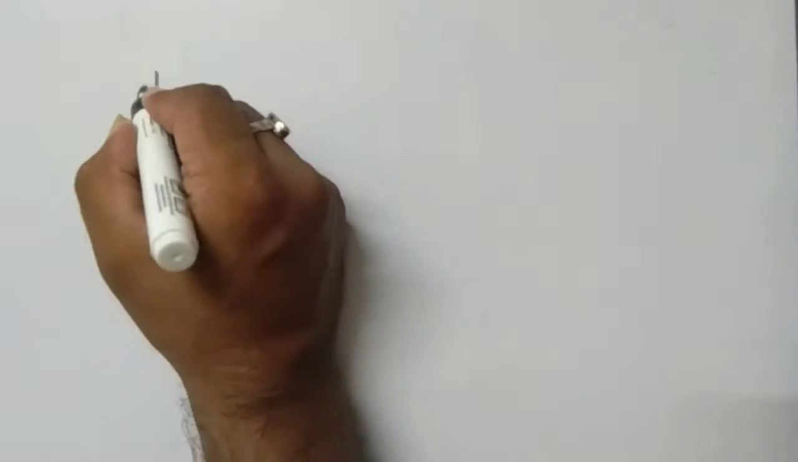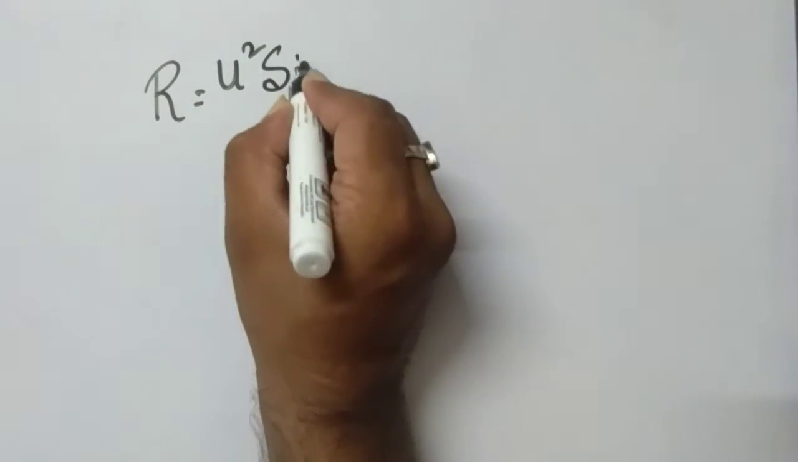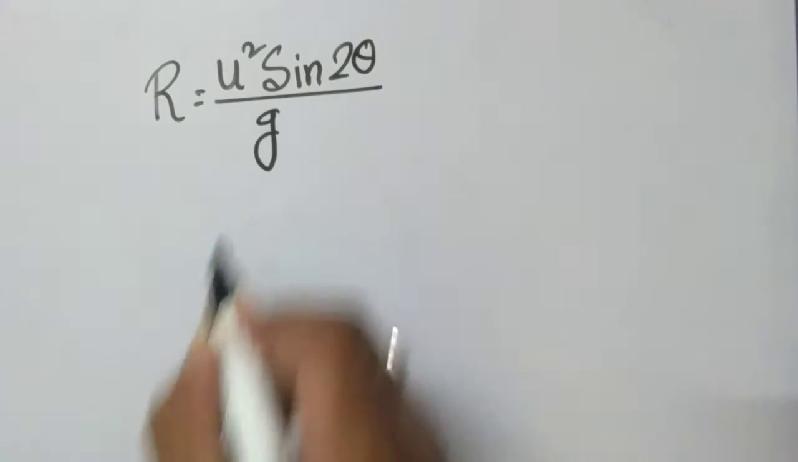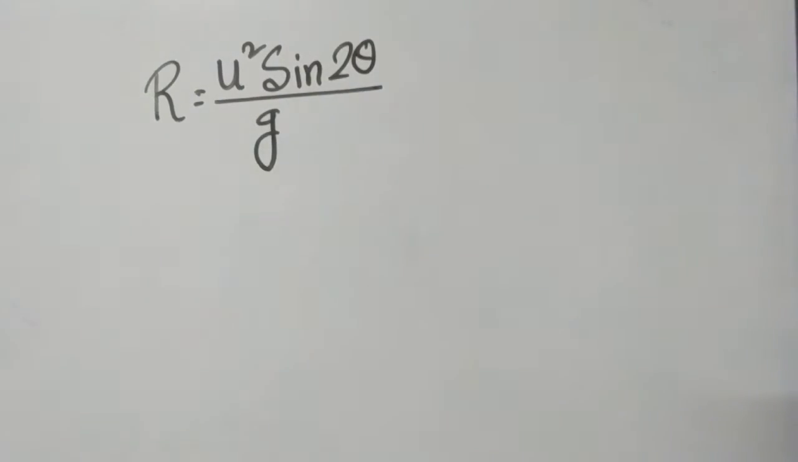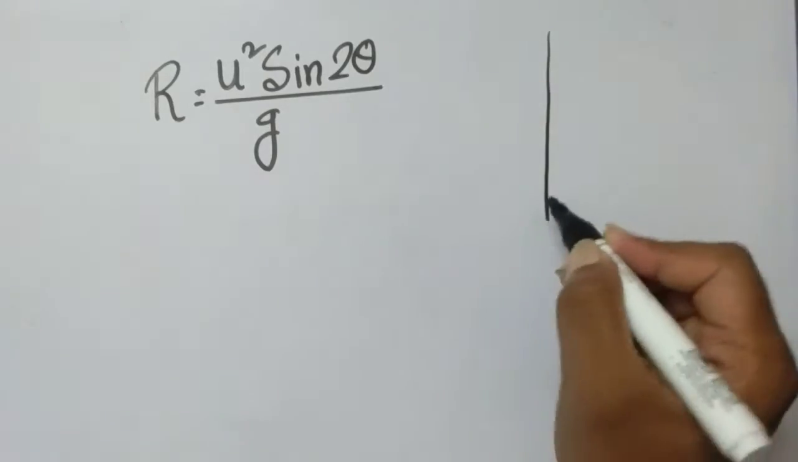In the previous lecture, that is the 5th lecture of this series, projectile motion advanced, we have derived this equation: u square sine 2 theta divided by g, where theta is the angle of projection. Okay, but what does the mathematics actually tell us?